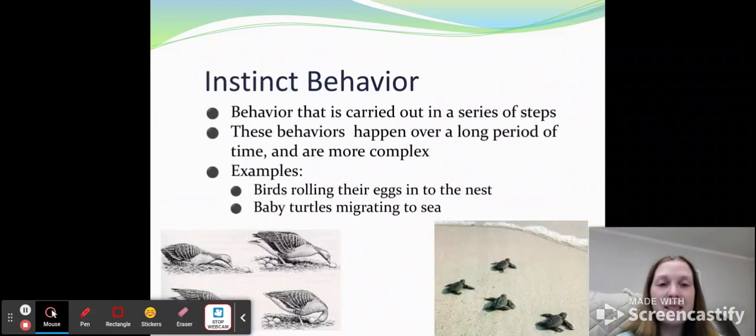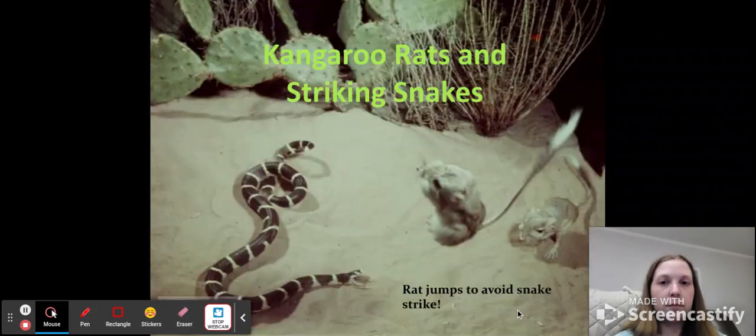And then we've got instinct behavior, which is carried out in a series of steps. And these happen over a long period of time. They're a little bit more complex, obviously, than our automatic behavior. So one could be birds rolling their eggs into a nest. And then baby turtles migrating to the sea. This is an instinct behavior. It's something they know they have to do, but it's more effort than an automatic.